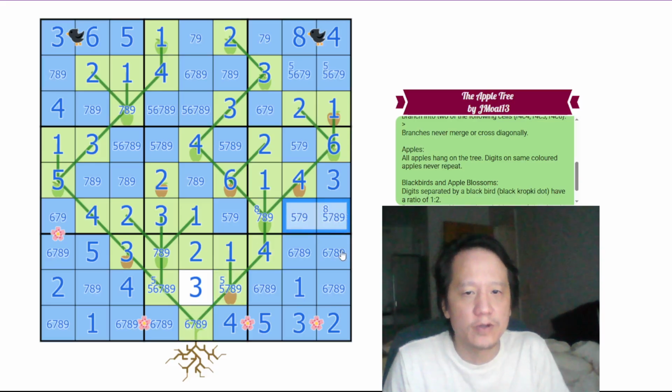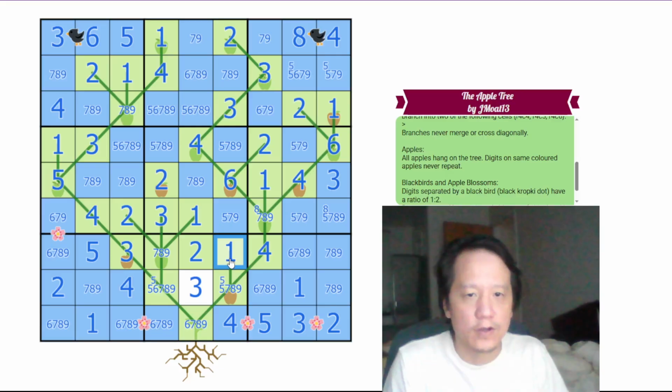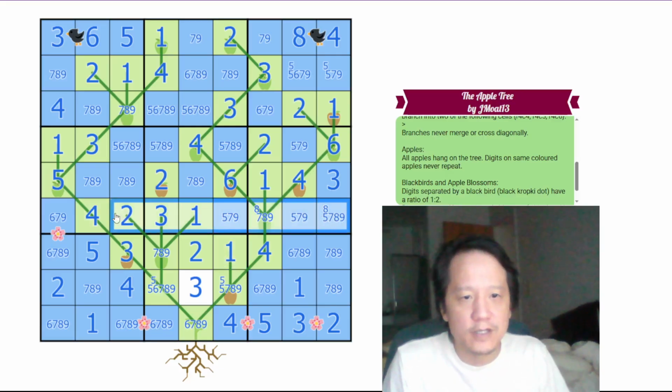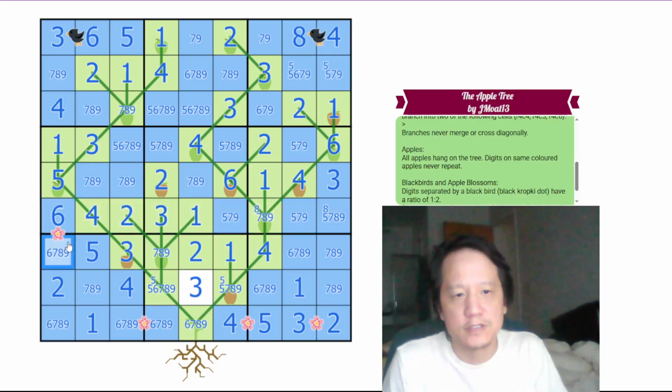So 6 can't be here or here or here. 6 is one of those two. 6 is one of those two. That's fine. Where's 6 left in row 6? It has to be here. So this is 6. That's only consecutive with 7 out of the digits remaining. So that's 7. This can't be 7.